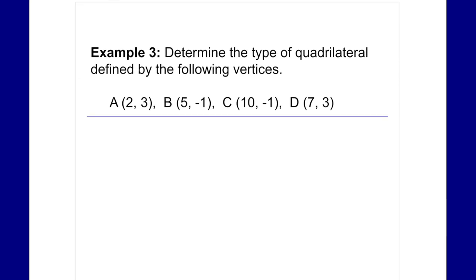The last one, we want to determine the type of quadrilateral defined by the following vertices. This one's going to be a little bit more time consuming just because of the type. It's very vague, and there are many different quadrilaterals it could be. But in any case, the first step should be plotting your points to roughly see where they fall. So let's see, A is 2 and 3. B is 5 and negative 1. C is 10 and negative 1.